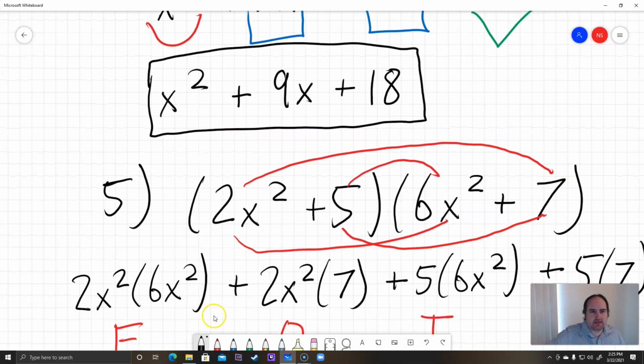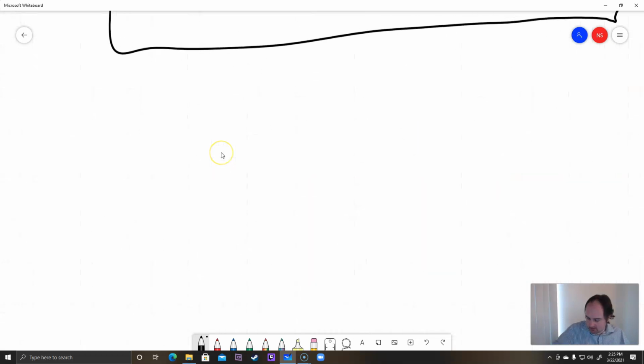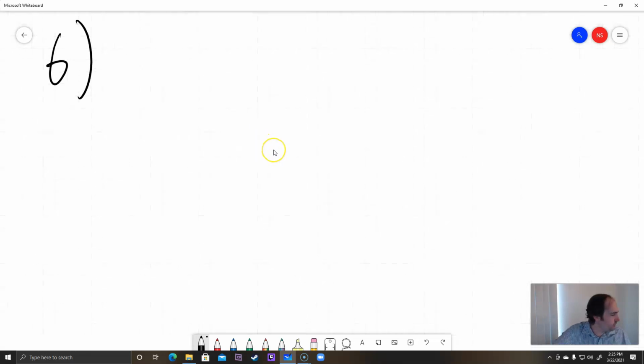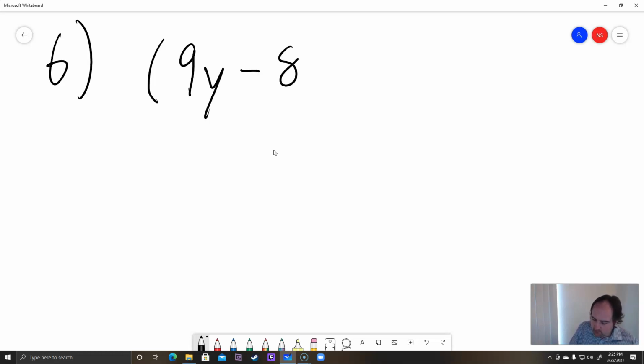Okay, so that was example number 5. So this next one is going to be example number 6. So for example number 6, we're going to be working on parentheses 9y minus 8 parentheses squared. In other words, the quantity 9y minus 8 quantity squared.